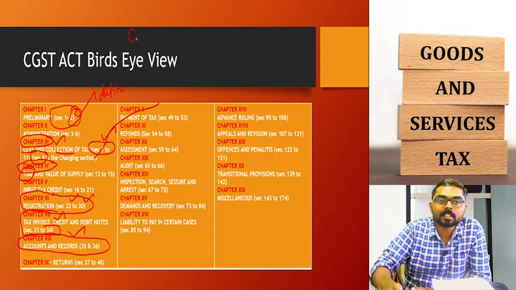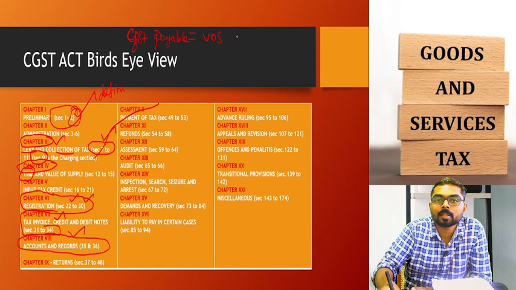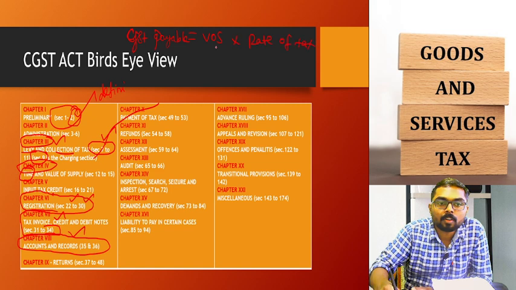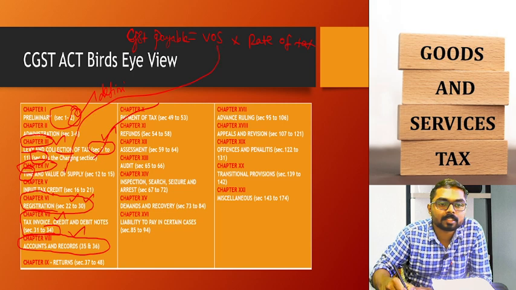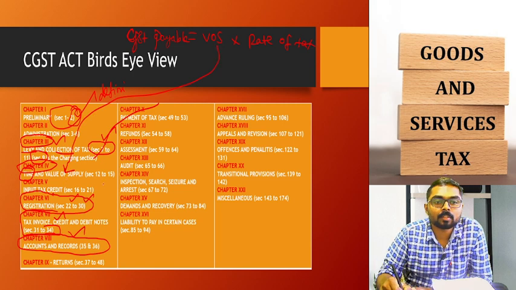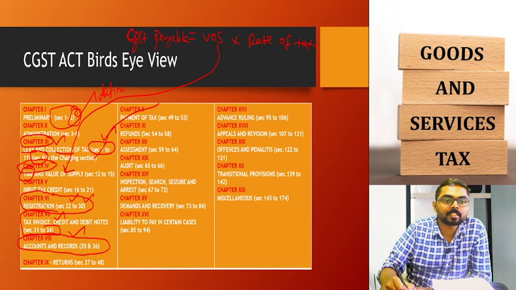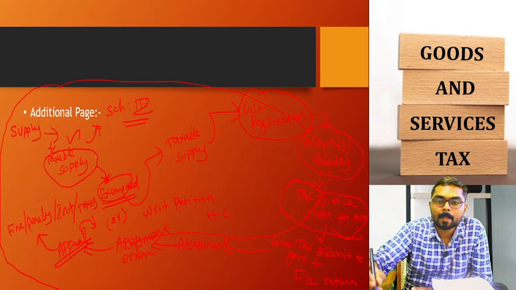Generally, GST payable is equal to value of supply into rate of tax. This value of supply they have discussed in chapter number 4 from section 12 to 15. So time and value of supply they have discussed in this chapter.